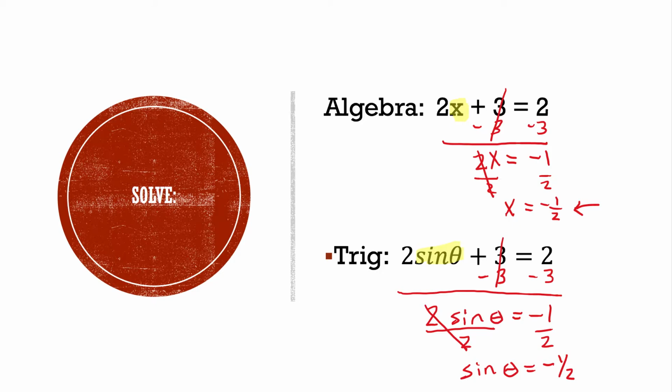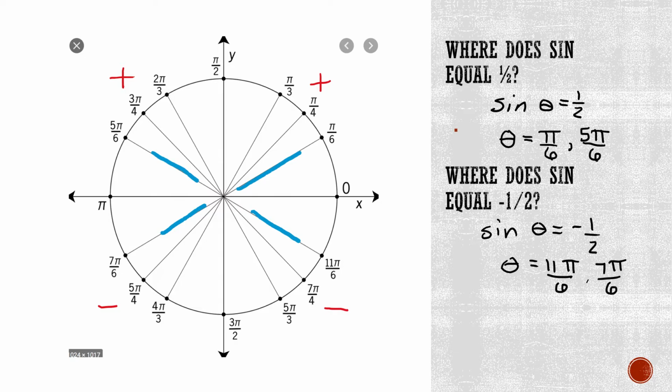In the trig function, we have to go one more step, and we have to actually find the angles that make that true. All right, so I'm going to go back to what we just talked about. We've already answered this question, where is sine equal to negative 1/2? And so we know that we have two answers. We have 11 pi over 6 and 7 pi over 6.